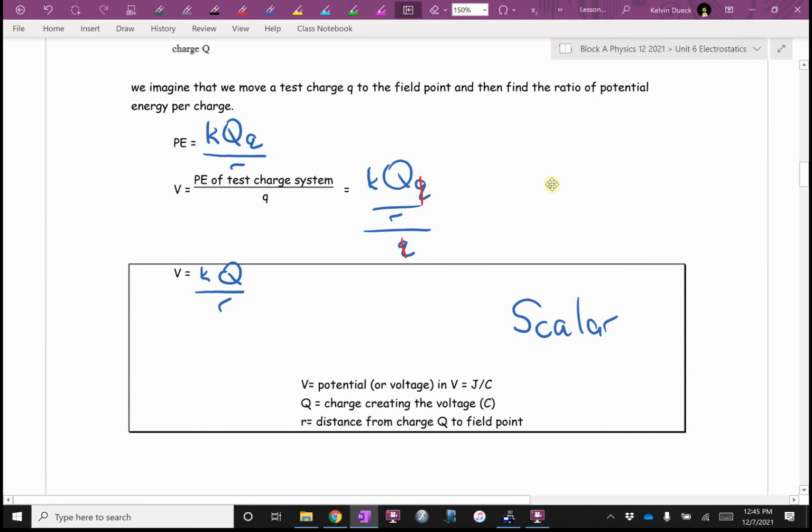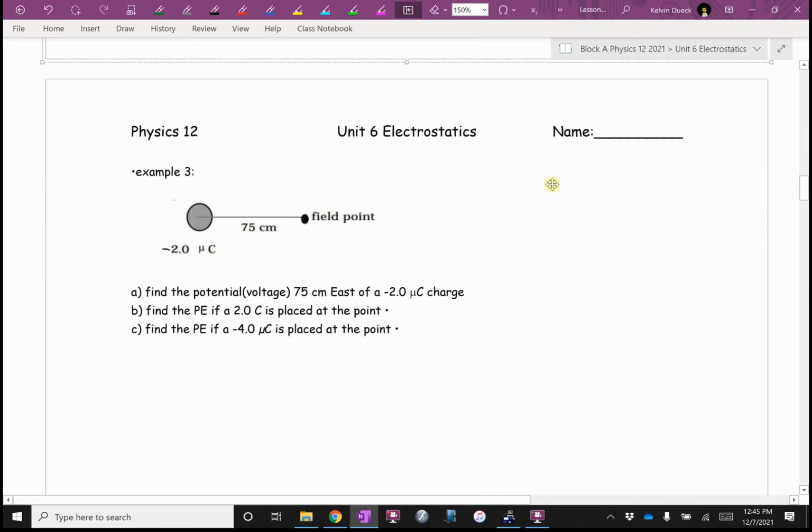Let's apply some of this. Example 3 says, ooh, good question. Manav, what is A asking me to find? The voltage. Keep going.